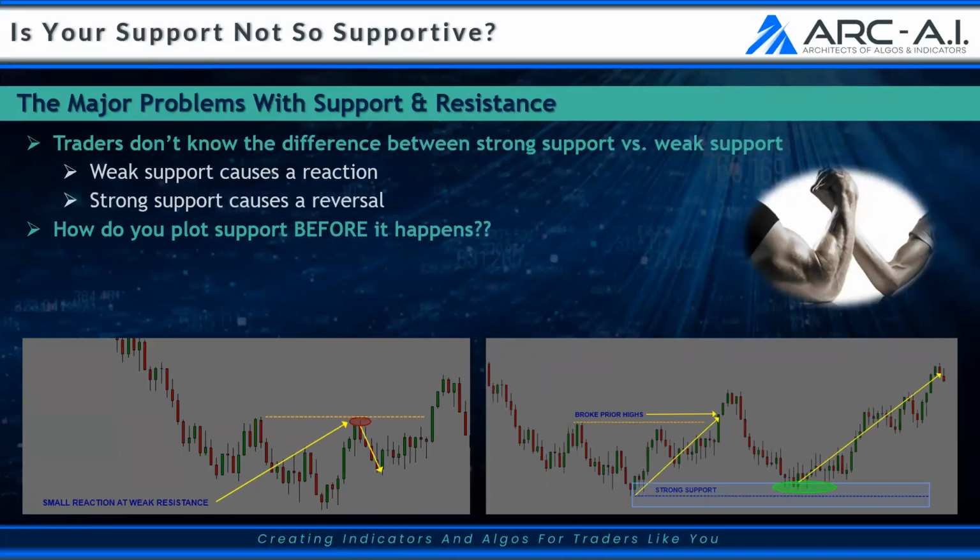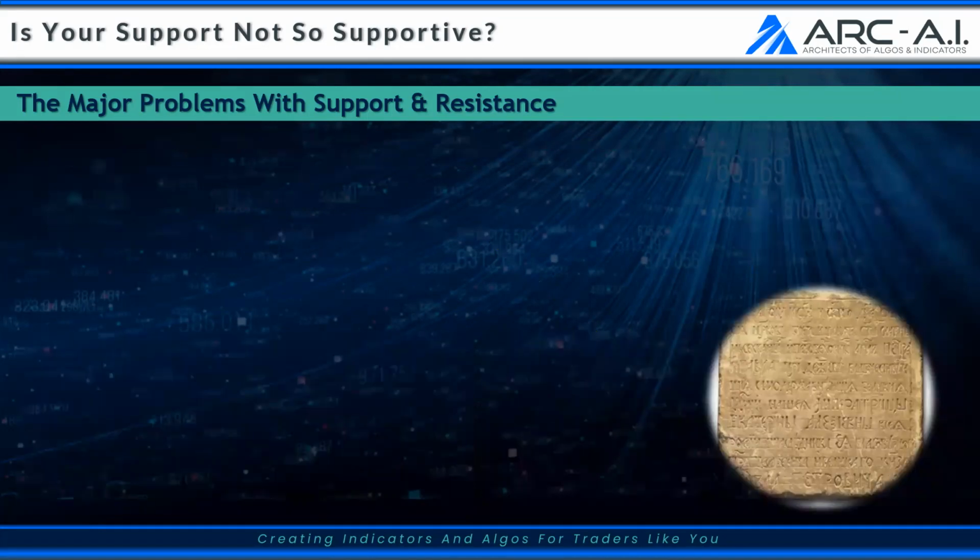More importantly, you're going to need to know how you plot support before it happens versus seeing it after the fact. Because if you're seeing it after the fact, the market's already moved without you, and it's on to bigger and better things, and you're still trying to keep up with the past. So you've got to keep up, right?